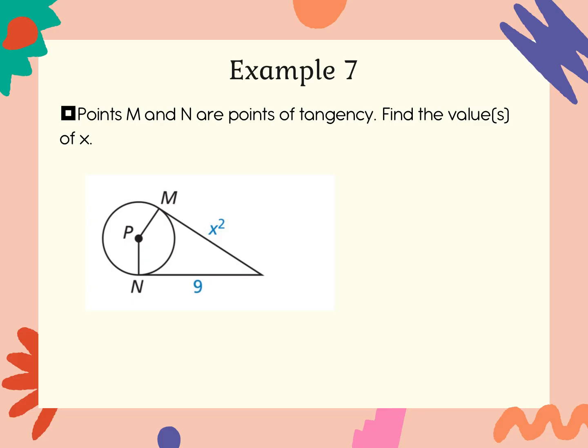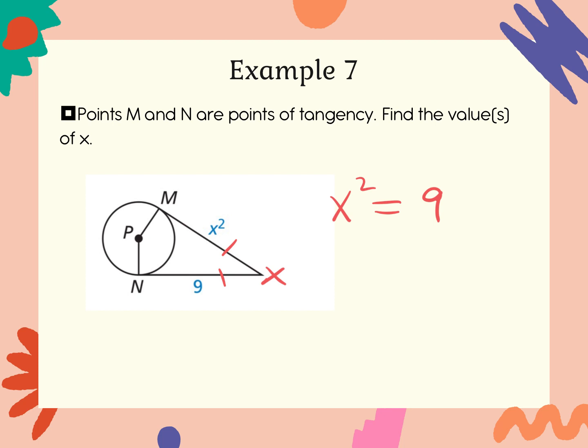All right, so for this one, we're going to apply that other theorem. We could add in another point if you want. We could say that this is point X. Whenever two tangents are formed by meeting at the same common external point, these two tangent segments are going to be congruent. So all I need to do here is set x squared equal to 9.